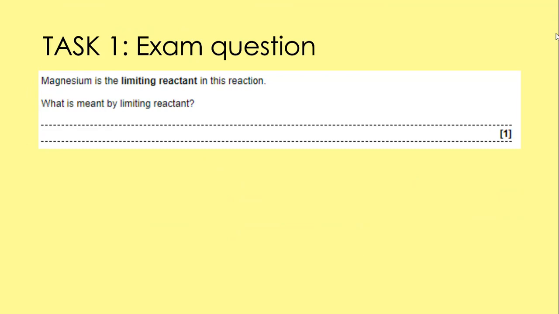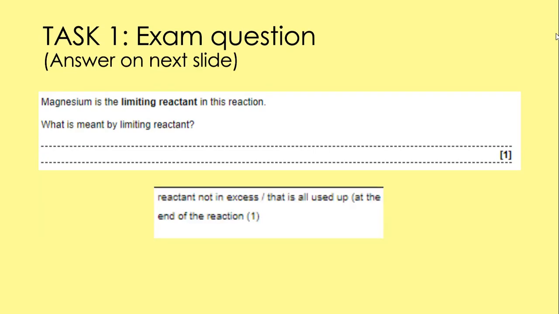So first task I want you to do is answer this exam question. Magnesium is a limiting reactant in this reaction. What is meant by the limiting reactant? So you need to pause the video here and write your answer down, and then the answer will be on the next slide. So there's 2 possibilities we could have written here. We could have written the reactant that's not in excess, or the better answer is to say that it's the reactant that is all used up at the end of the reaction.